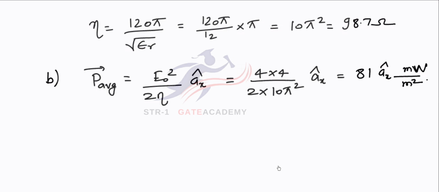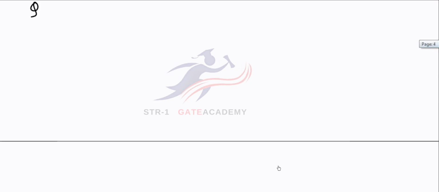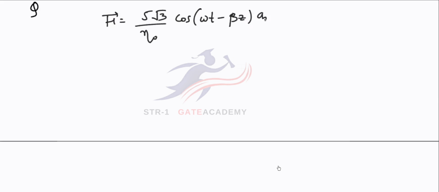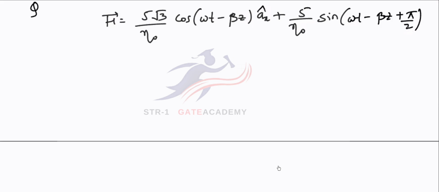Let me consider one more problem. Here H vector is given to me as 5 root 3 divided by eta naught cos omega t minus beta z into ax vector, plus 5 by eta naught sine omega t minus beta z plus pi by 2 ay vector, in free space. We have to find the time average power density.